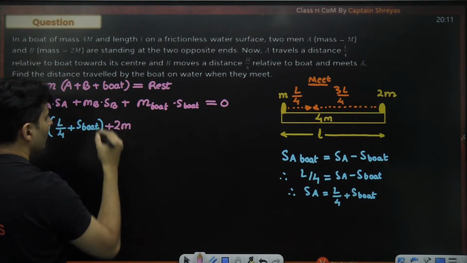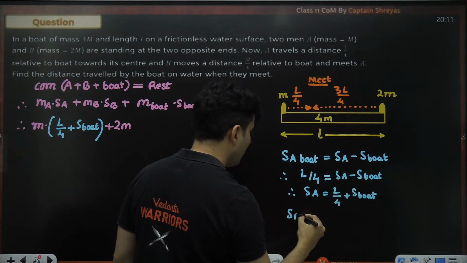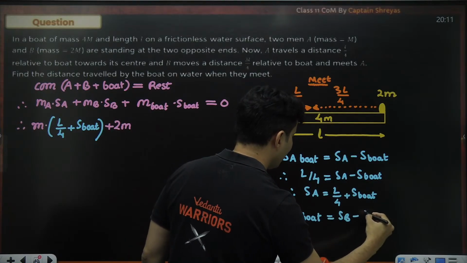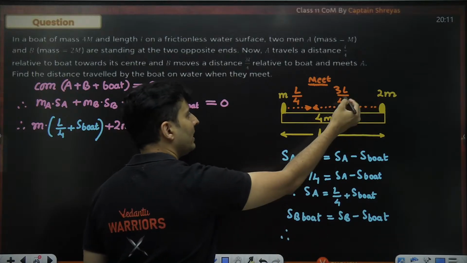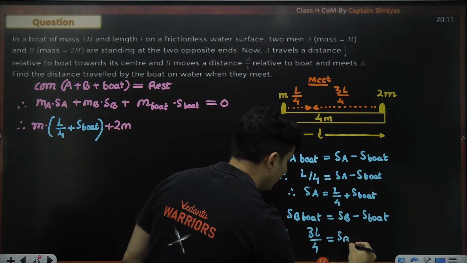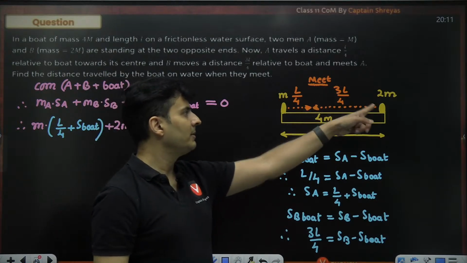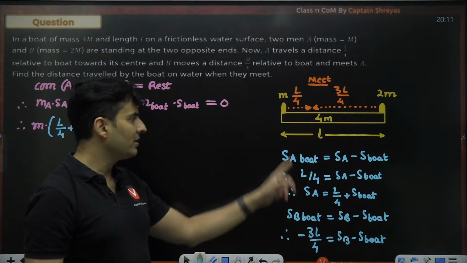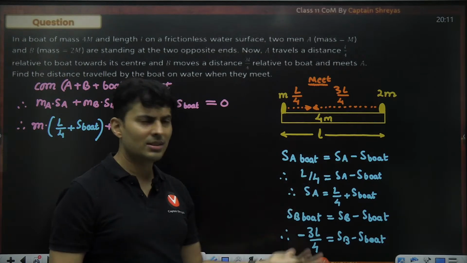I'll put 2m. But displacement of B, same logic again. So displacement of B with respect to the boat is displacement of B minus displacement of the boat. This is given to be 3L by 4. I have seen many students putting 3L by 4 here and then writing SB minus S boat. That is also wrong. The catch is this displacement is in the negative direction. So if you miss the minus sign, you are going to get a wrong answer. This minus is because it is left side. This was positive L by 4 because it was towards the right side.